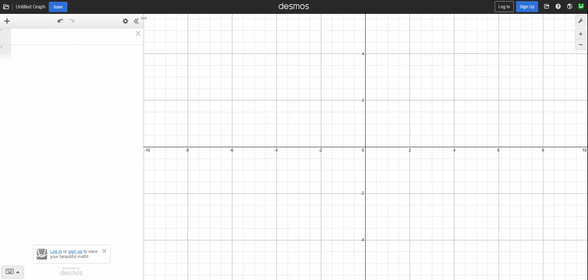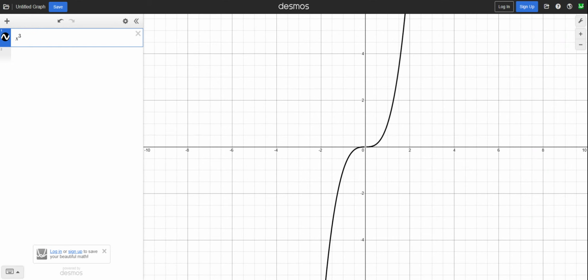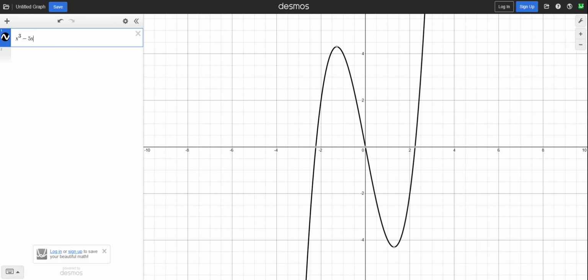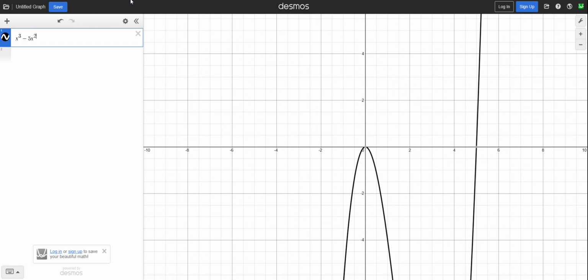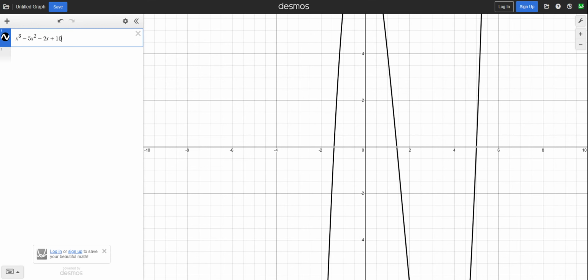X cubed minus 5x squared minus 2x plus 10. Now, we see that this is an x cubed, which means there should be 3 places where it crosses the x-axis. And did I? Yes, I did.